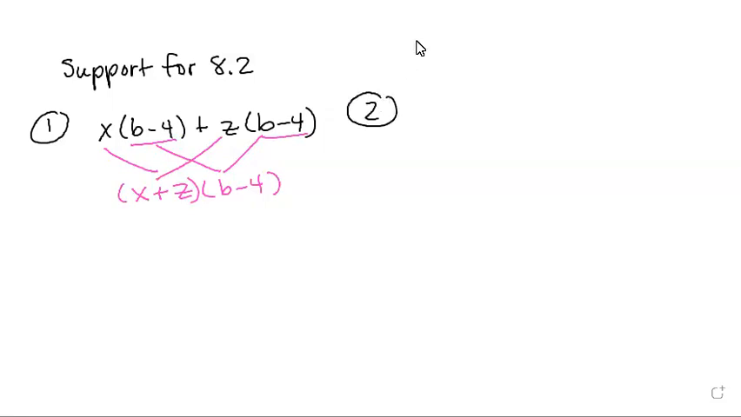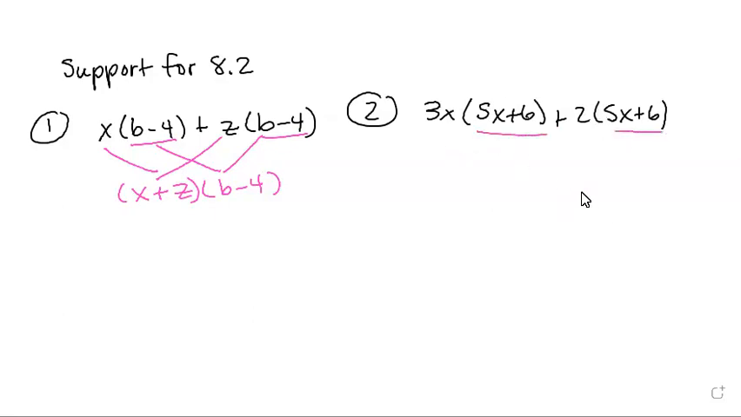The problems progressively get harder. So on number 2, they've got 3x times (5x plus 6) plus 2 times (5x plus 6). To factor by grouping, you're looking to see if the things in the parentheses are the same. If they are the same, then you can pull those out and put them in one parentheses together, and the other stuff goes in another parentheses. That's the answer. That's how you factor by grouping.